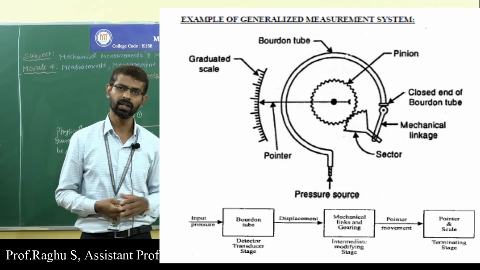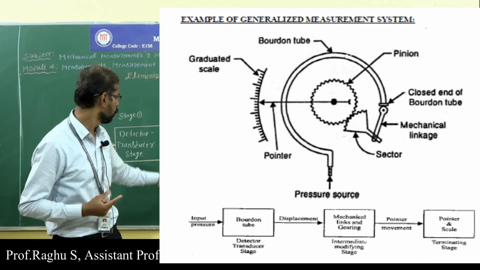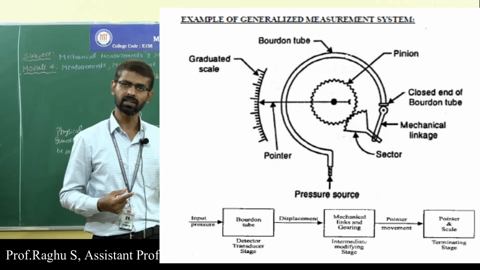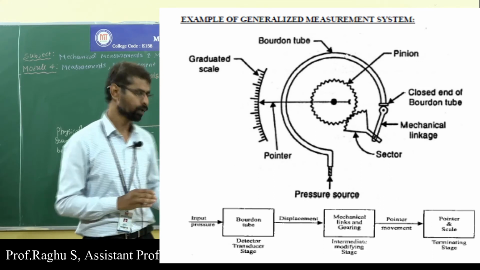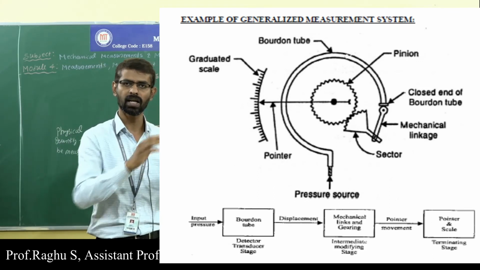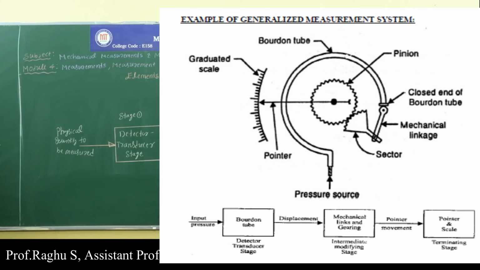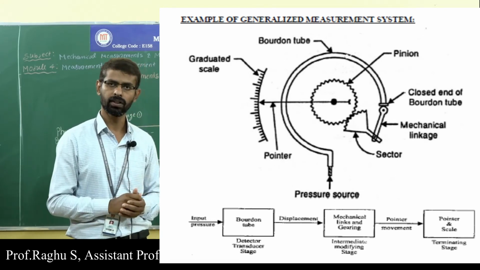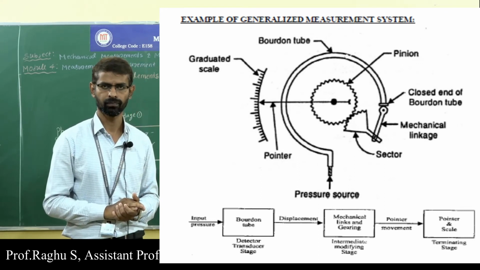Next, as you are seeing in the diagram, we have mechanical linkages and gears. Mechanical linkages and gears form the intermediate modifying elements. Those mechanical links and gears amplify the displacement obtained from the first stage. Next, we have the pointer and scale arrangement. That pointer and scale arrangement forms the terminating stage. So it displays the pressure in the form of a pointer and scale arrangement.